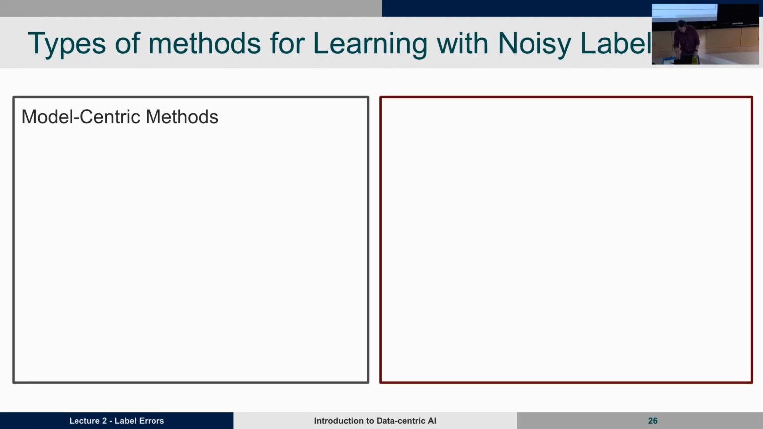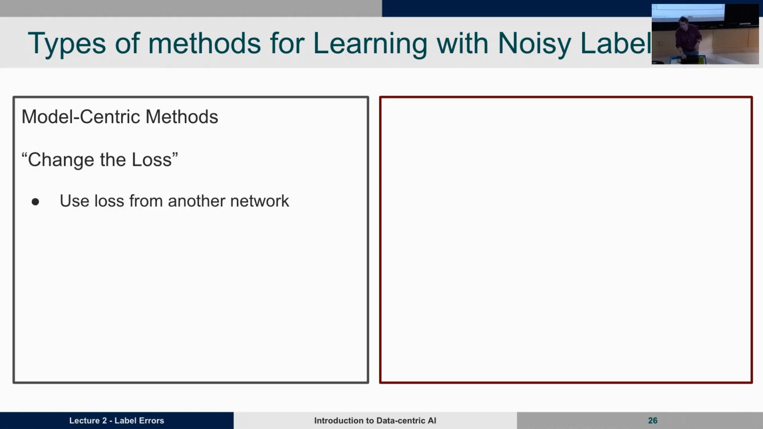Thanks. Okay, all right. So, types of methods. There are model-centric methods and data-centric methods. The model-centric methods typically change the loss function. One way they might do that is to train two neural networks. One neural network looks at an example, and because they're different neural networks, it gives you an out-of-sample loss. You can use that loss and say, hey, the loss on this example is really high.